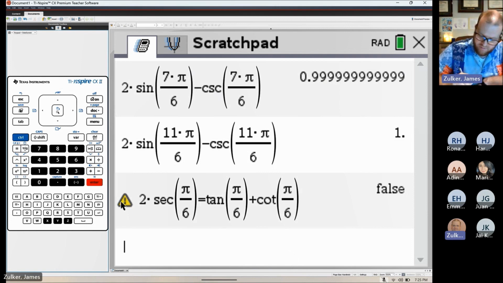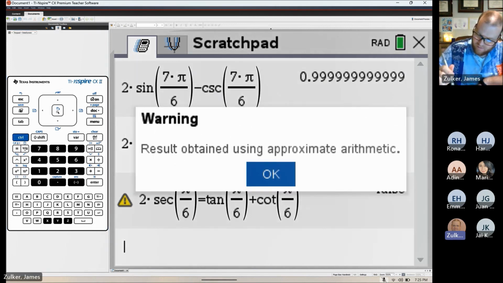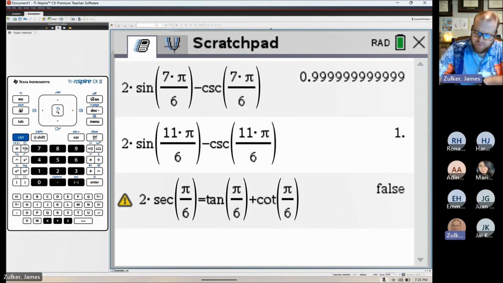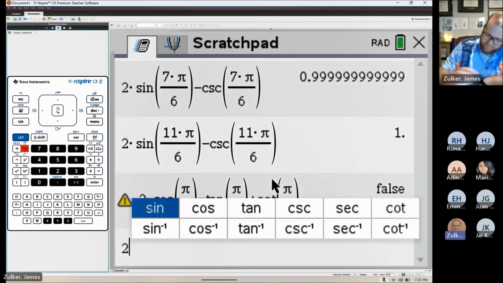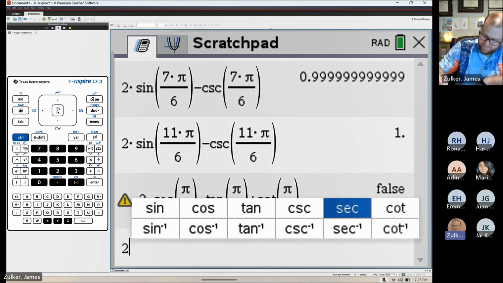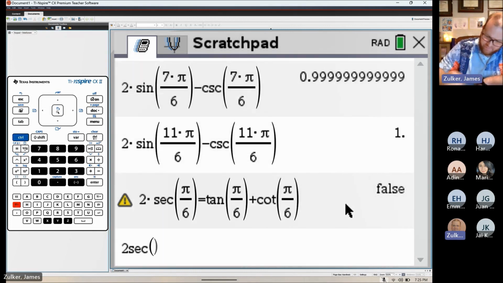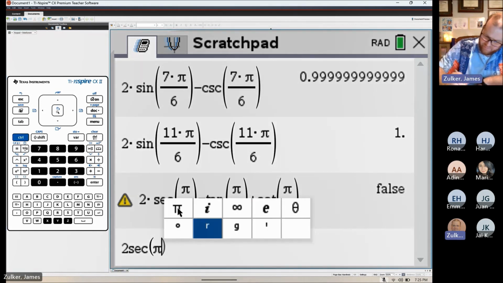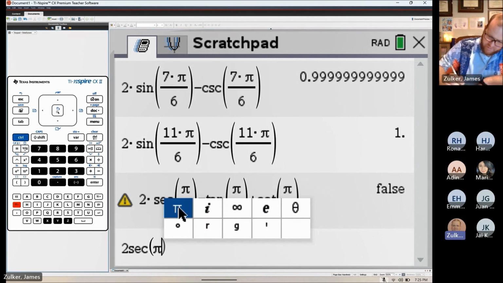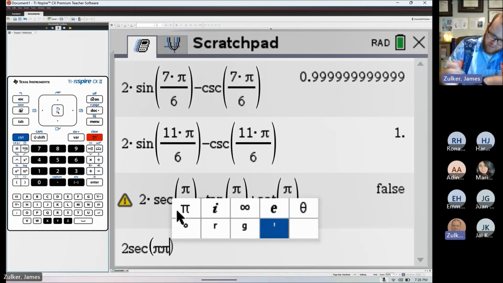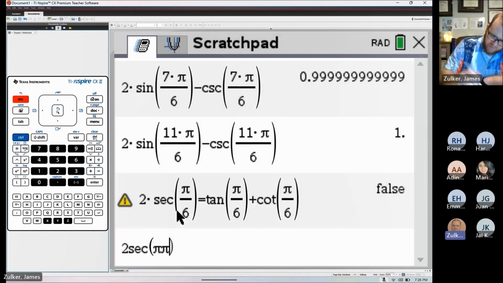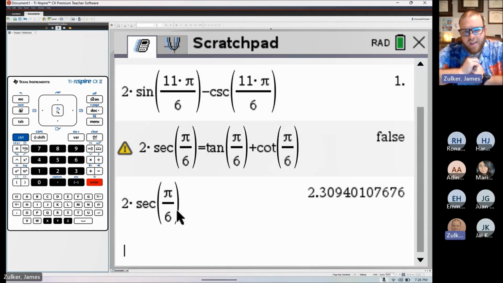Oh dear. Of course, because it's using approximate arithmetic. Why do you do this? All right, so what's 2 secant of pi over 6? Okay, that's that.